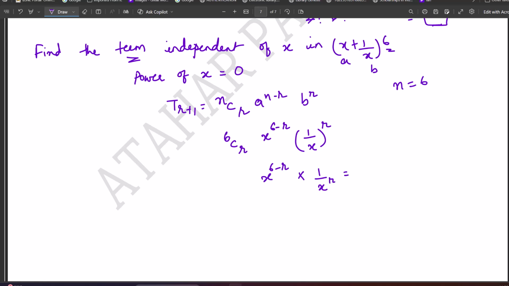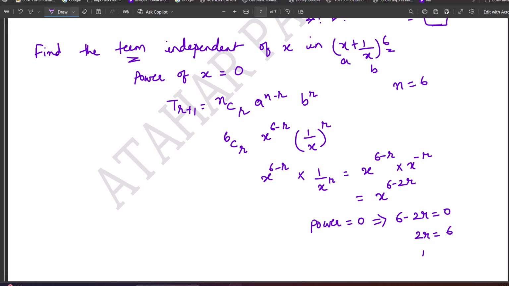This one will become x to the power 6 minus r into x to the power minus r. Right? So now the bases are same, the powers are different. What I can do? I can write x to the power 6 minus 2r. Just I added the powers. Now you have to treat the power as equal to 0. So what is the power now? 6 minus 2r. This is equal to 0. With this I will get 2r is equal to 6 and r is equal to 3. So now I got the value of r as 3 when the power of x is equal to 0.